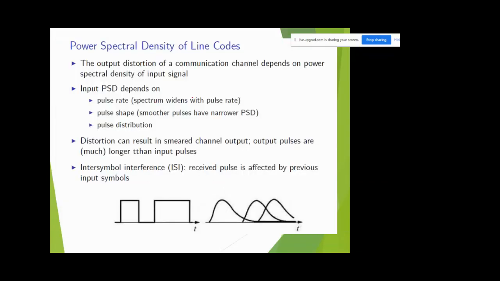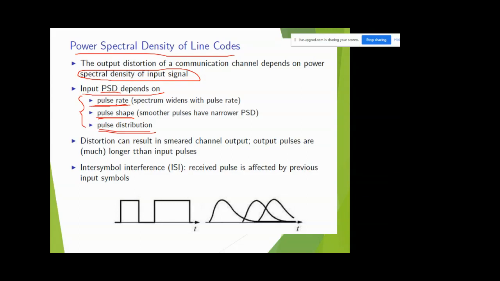Here, the output distortion of the communication channel depends on the power spectral density of the input signal. What is the meaning here? The output distortion of a communication channel depends on the power spectral density of the input signal. Therefore the power spectral density depends on the pulse rate, pulse shape and pulse distribution. These are very important points that you have to understand.